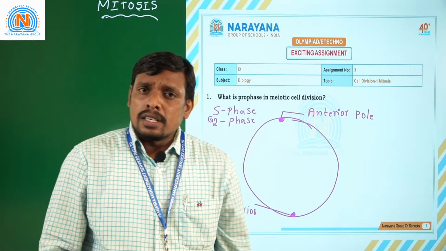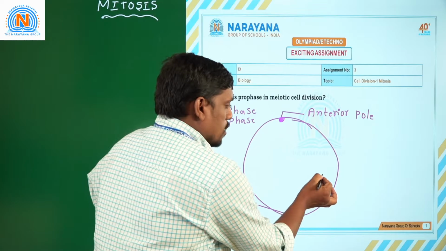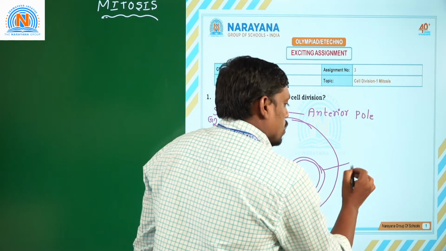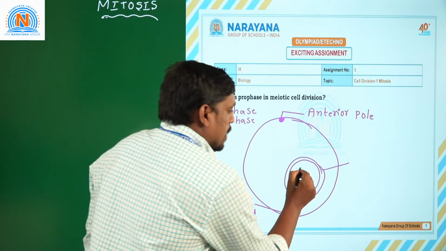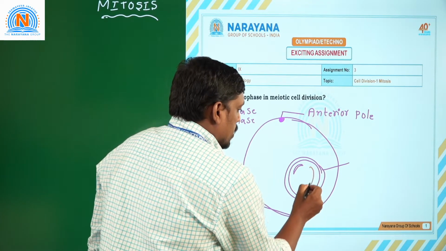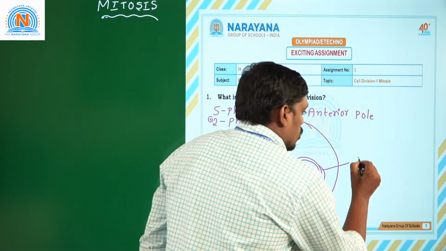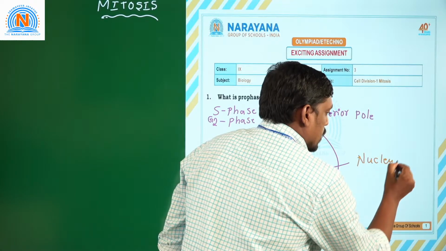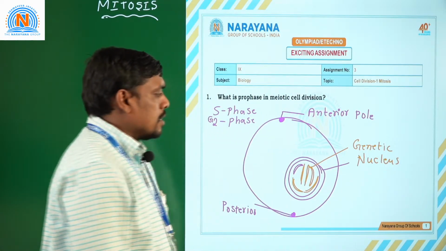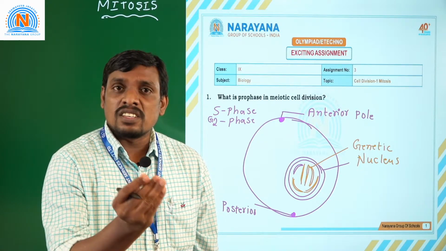In this case, condensation of chromosomes is a common character in the meiotic prophase. Take a nucleus. The nucleus contains genetic material, which in front of an electron microscope is visible like this. Inside the nucleus, the genetic material, a solid substance, undergoes the condensation process.